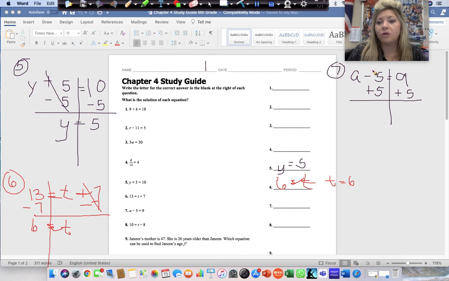Again, this is a 0 pair because we have a negative 5 and a plus 5. That equals 0. We bring down our a because a plus 0 is a. And 9 plus 5 gives us 14. So a is equal to 14.